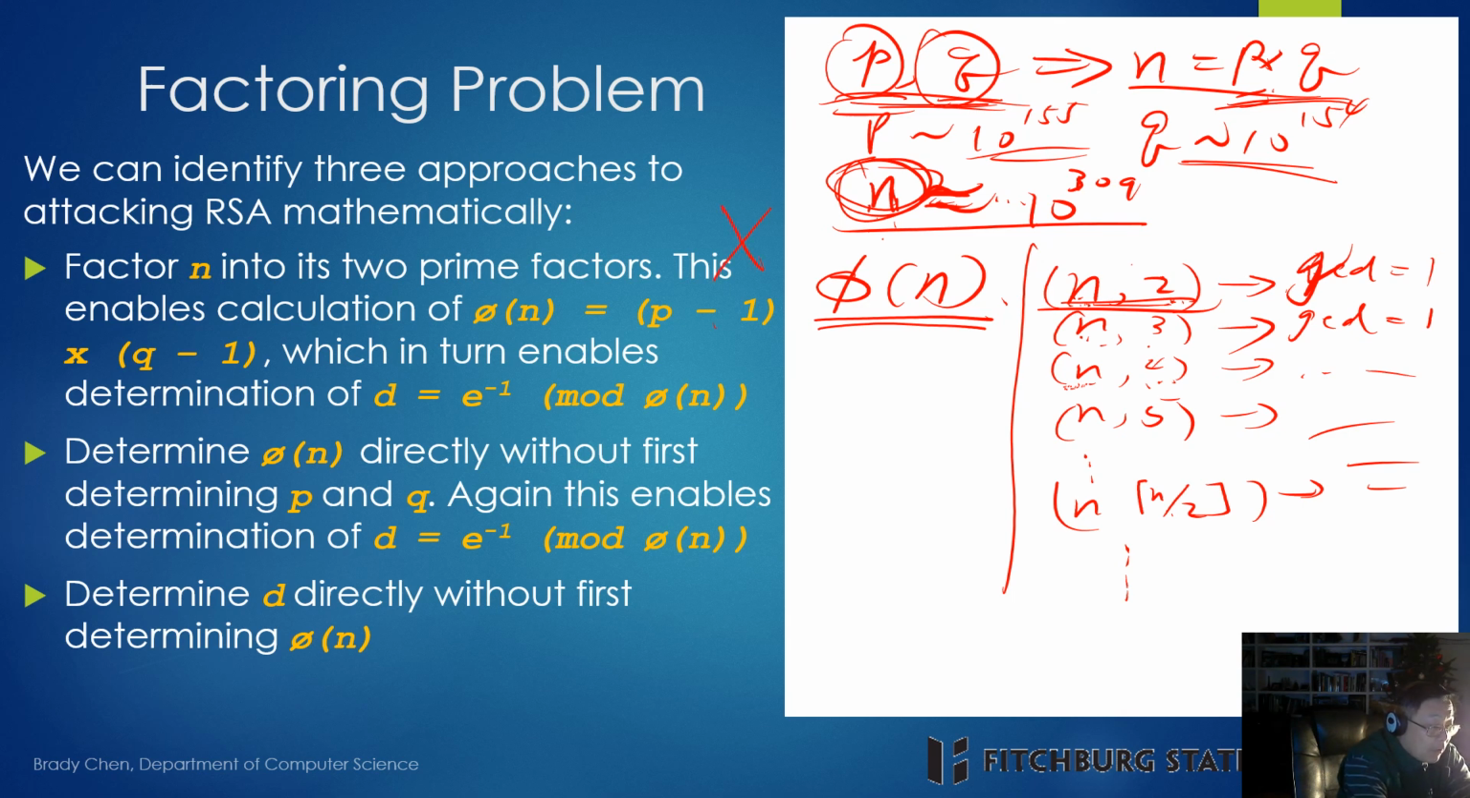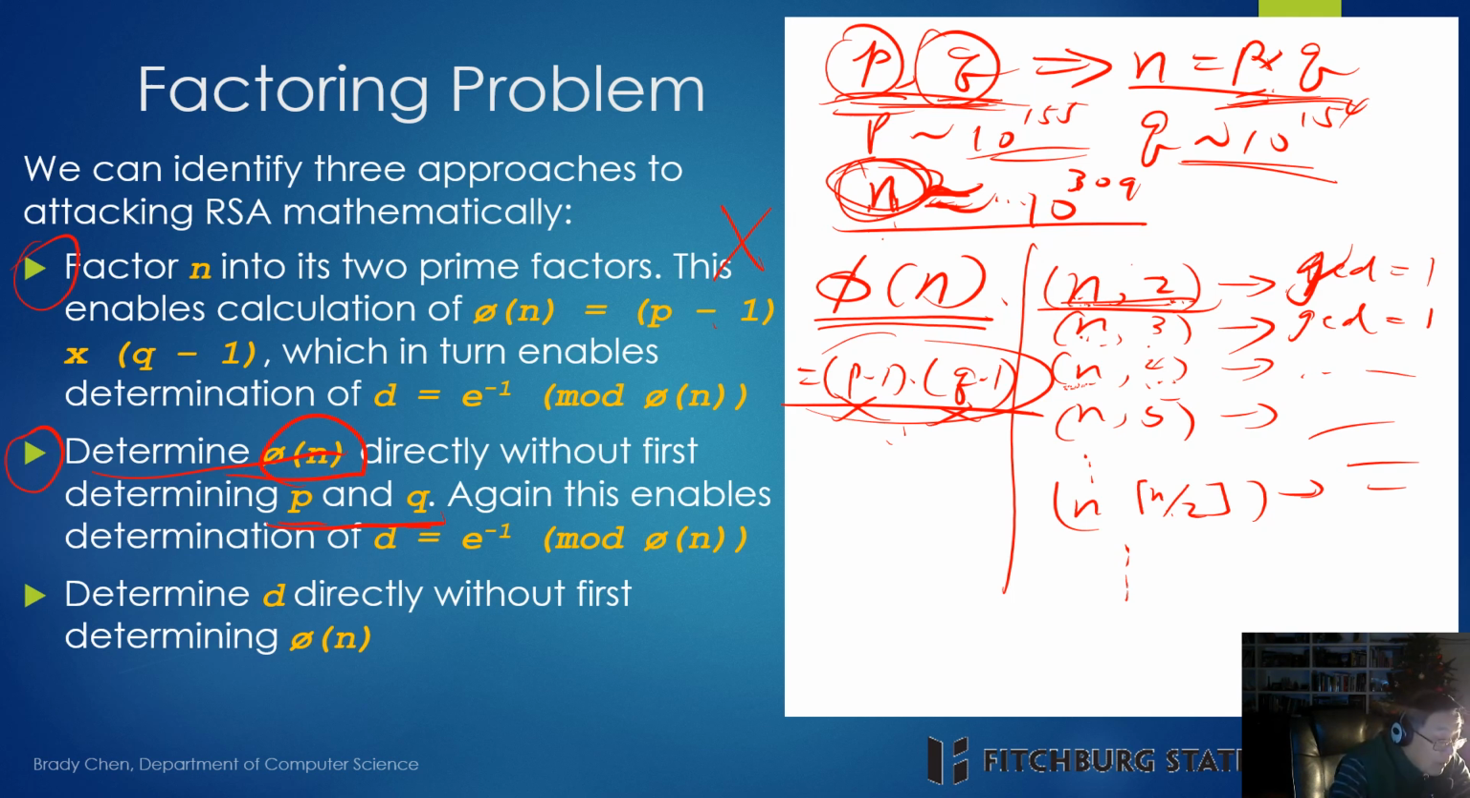So the second approach they try to attack is, if they fail to factor n in the first approach, to determine the phi of n directly without first determining the p and the q. If they find the p and the q, then they know the phi of n is p minus 1 times q minus 1. Because they cannot find the p or the q, they cannot determine the phi of n using the formula. So they try to determine the phi of n directly, and this proves to be also computationally infeasible.